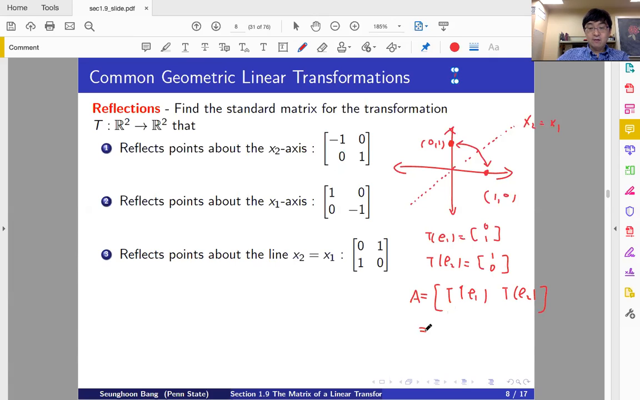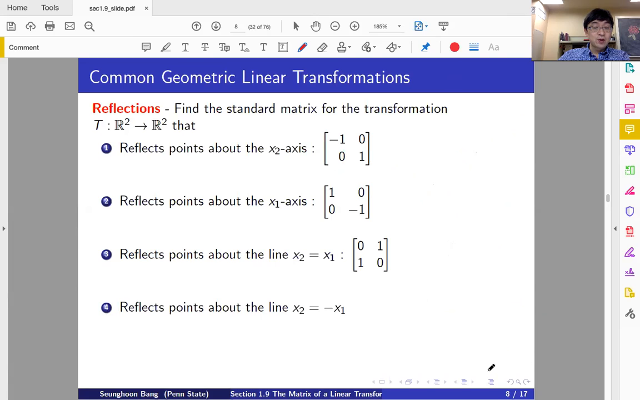So we have T(e1) is (0, 1), the first column, and the second column is (1, 0). So we have it. This is the whole idea for finding the standard matrix for the linear transformation. Next: reflect points about the line x2 equals -x1. So we have this result, the same idea.